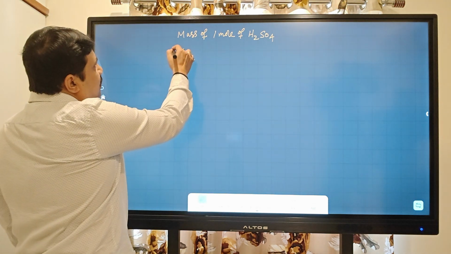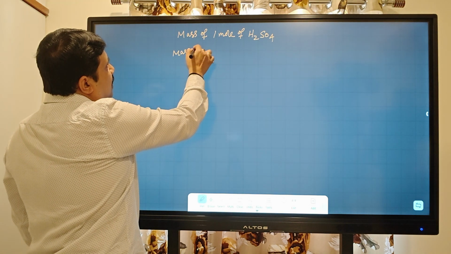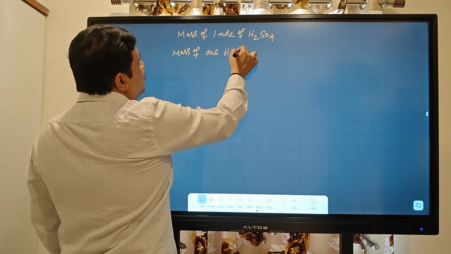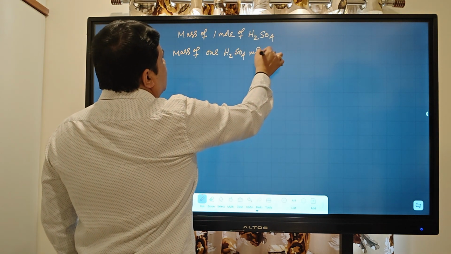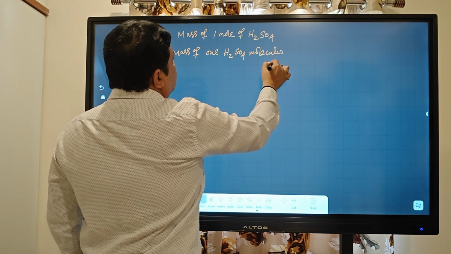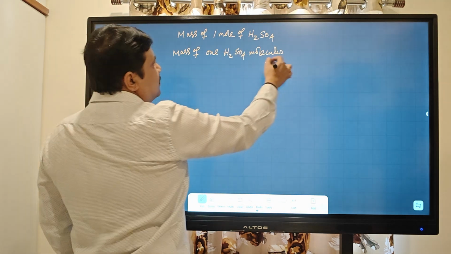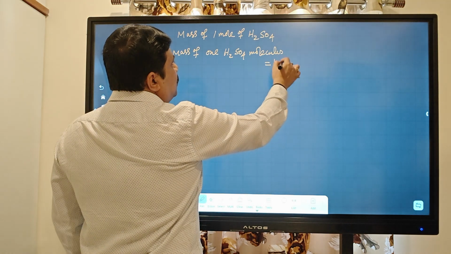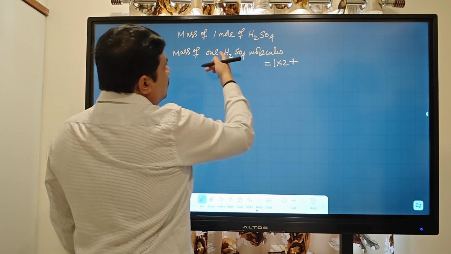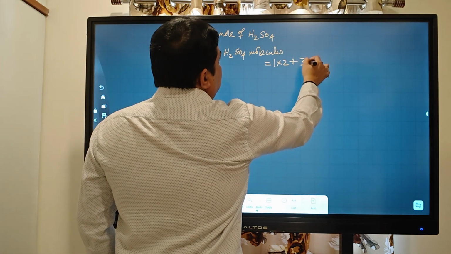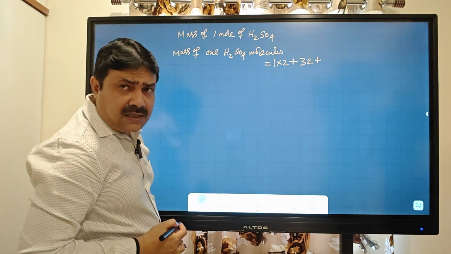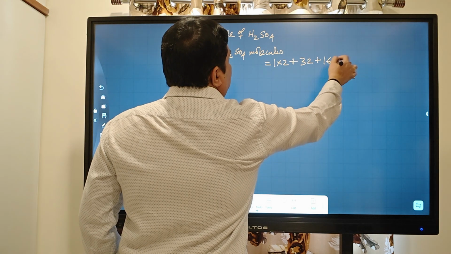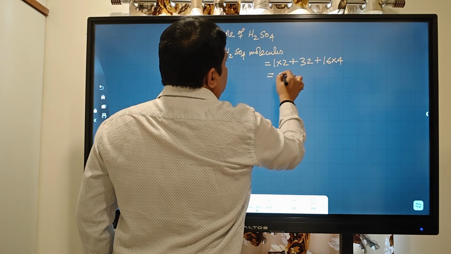That's why the mass of one H2SO4 molecule will be equal to: 2 hydrogen atoms, and each hydrogen atom's mass is 1, so 1 into 2, plus one sulfur atom, which is 32. From where will you get the value? From the periodic table, as I just mentioned. Plus each oxygen atom is 16, so 16 into 4. So the overall value comes to 98.